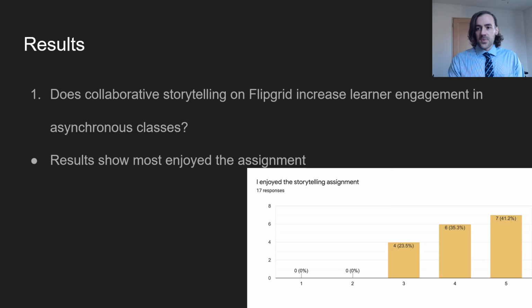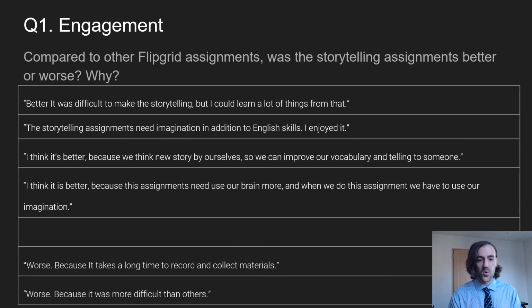Regarding collaborative storytelling and learner engagement, students enjoyed the assignments. We see overwhelming positive results. 1 on this Likert scale here is strong disagree. And then on the right side, 5 would be the strong agree. When asked, compared to other normal Flipgrid assignments that I had been doing, was the storytelling assignments better or worse and why? And here are some student responses.